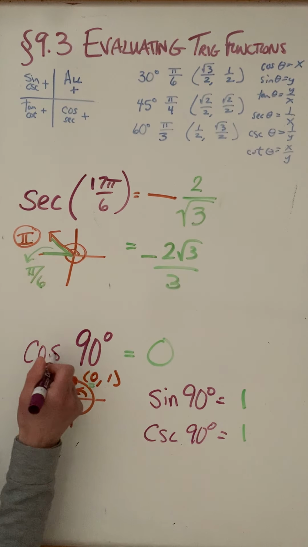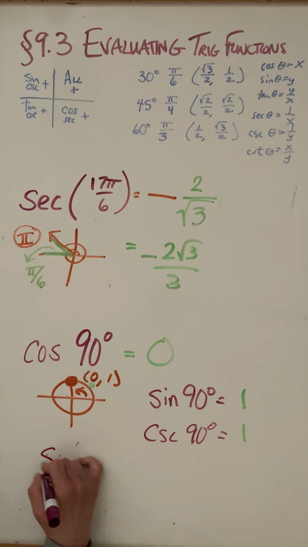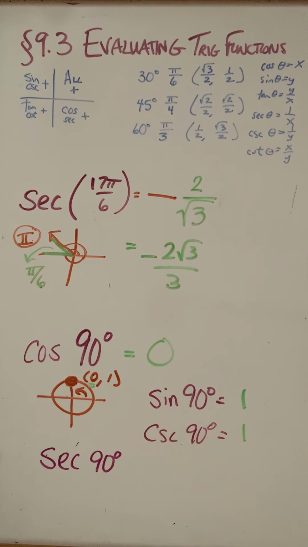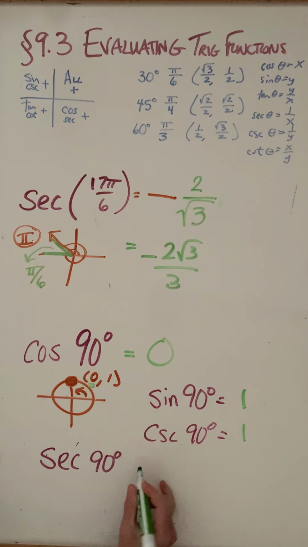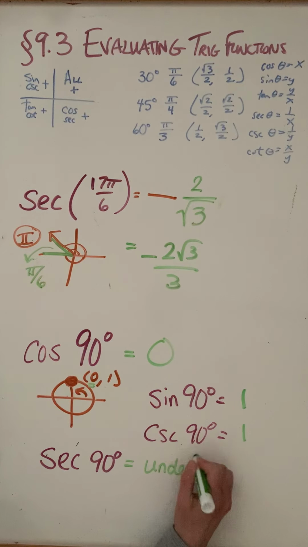What happens though if we want the reciprocal of cosine? So what happens if we want the secant of 90 degrees? What is the secant of 90 degrees? Well, if we try and take the reciprocal of 0, what's 1 over 0? It is undefined, right? So there is no value for the secant of 90 degrees. So there are some trig functions that are not going to be defined. So which trig functions are going to be undefined? All 6 of them or just some of them?